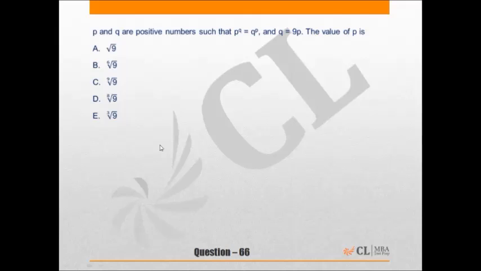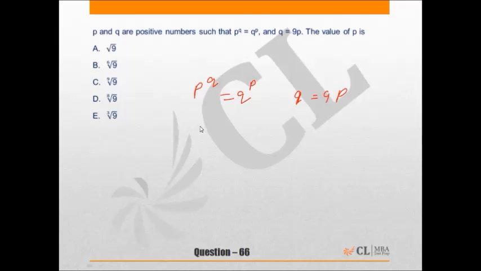This is quite a simple problem. Here we just have to deal with two equations where p and q are positive integers. In the first equation it is given that p raised to power q equals q raised to power p, and the second one is q equals 9p. We have to find the value of p with the help of these two equations.